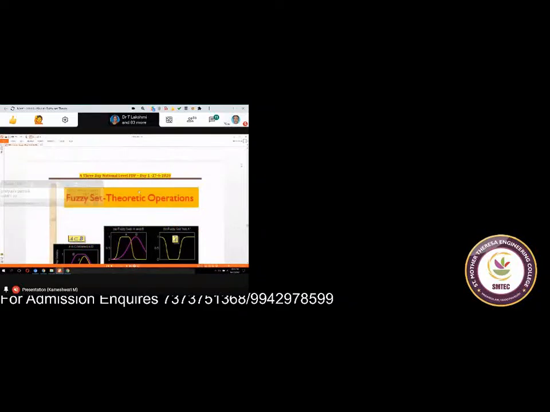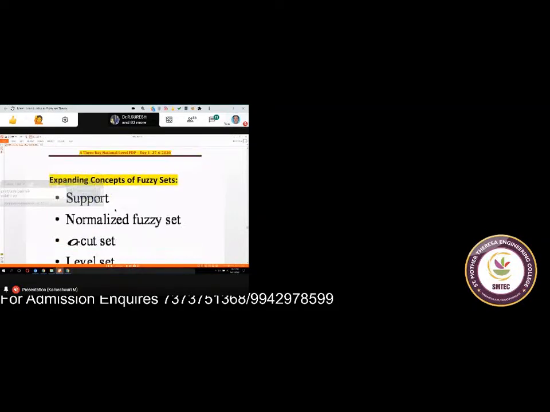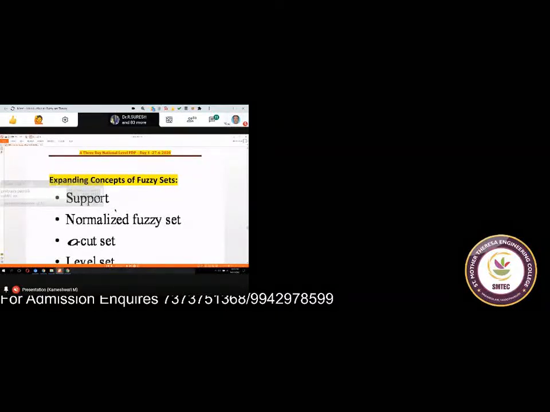And there are some other extensions of definition with respect to union and intersection. Mu A union B is equal to, as we have seen, the maximum of mu A of x comma mu B of x. This is another definition given by some researchers. Similarly for intersection also.